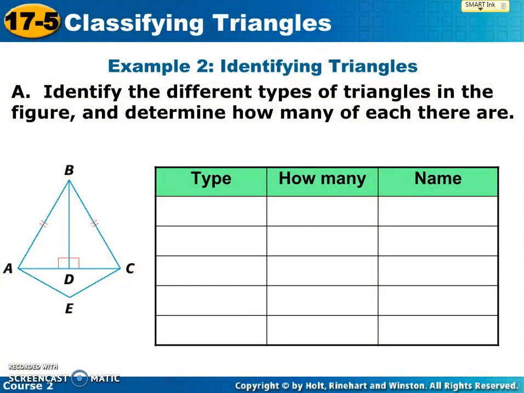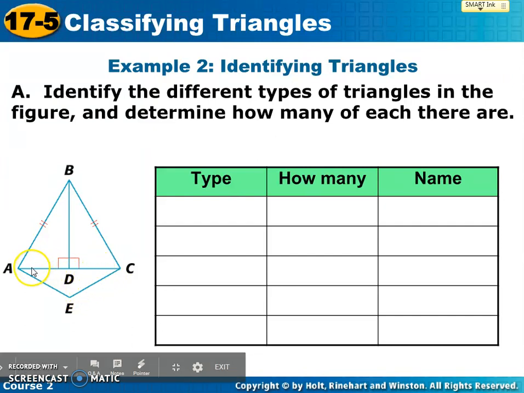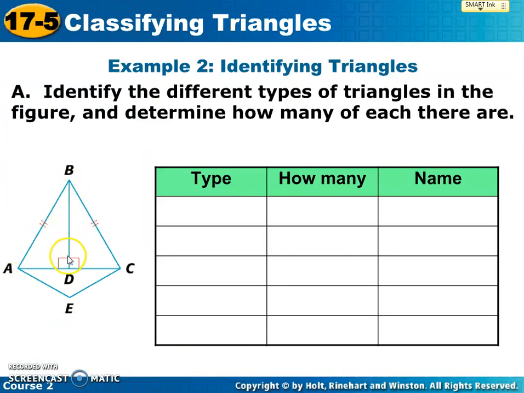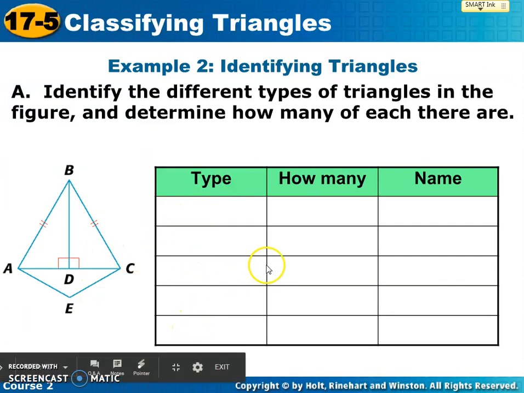All right, and finally we have an example where we're given a number of triangles in one figure. As a matter of fact, we have four. If you look at this, we have triangle AEC, right there. We also have this smaller triangle ABD, and we have this smaller triangle BDC. And then we have this big one here, this ACB. We have four different triangles, and we need to indicate what types there are and how many of each we have, and we want to be able to name them.